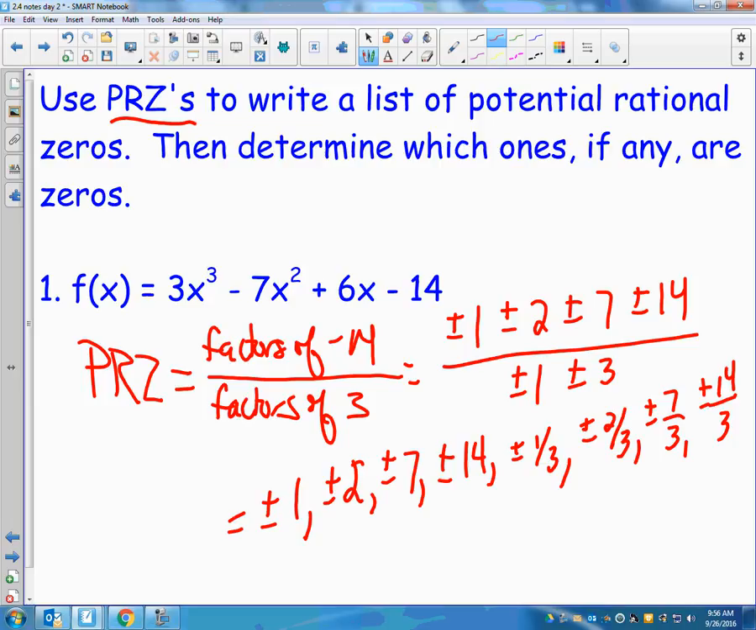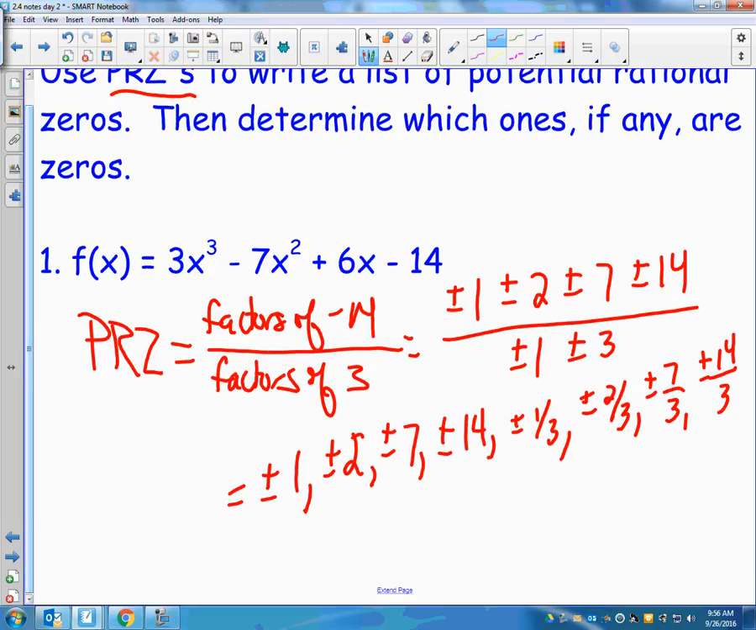Let's try this. So it says, this is the fun part, then determine which ones, if any, because maybe none of them work, if any are zeros. Which means you could do synthetic or long division for every single one of these. No. But you should not, which is why we have the factor and the remainder theorems, because we can just plug these numbers in until we get 0. So I always have a hope that 1 or negative 1 works, because I can do those pretty easy. But you can have a hunch. You can be like, I feel like it's 14. I feel like it's 7/3. I don't care which ones you pick. But I always start with 1 and see what happens.